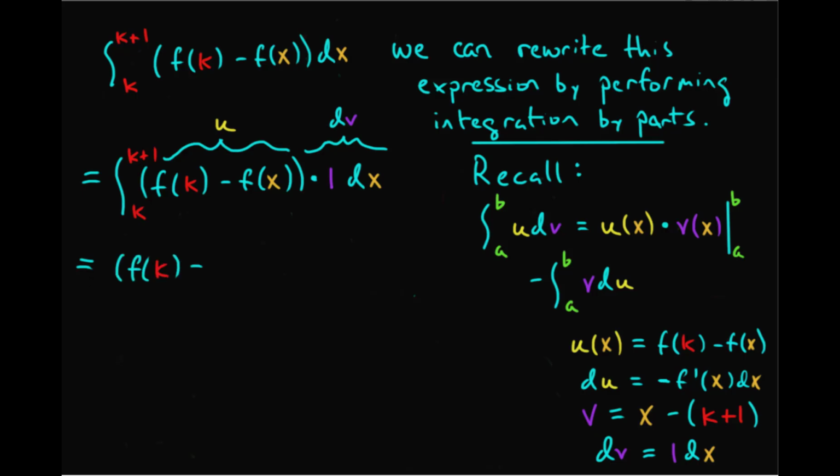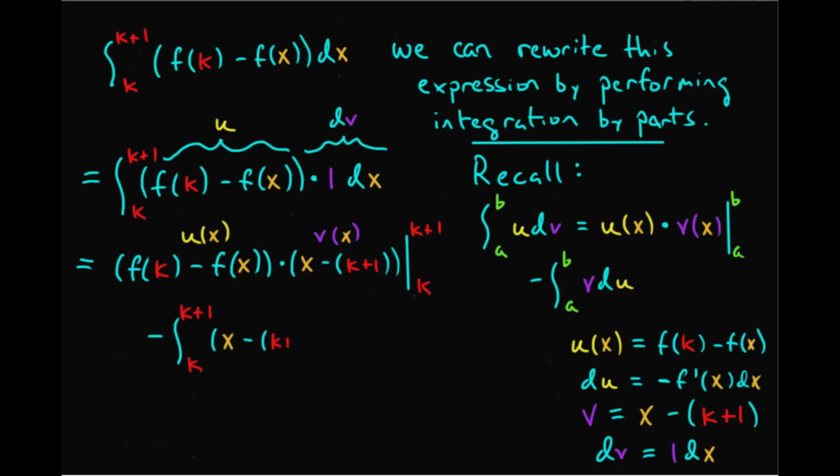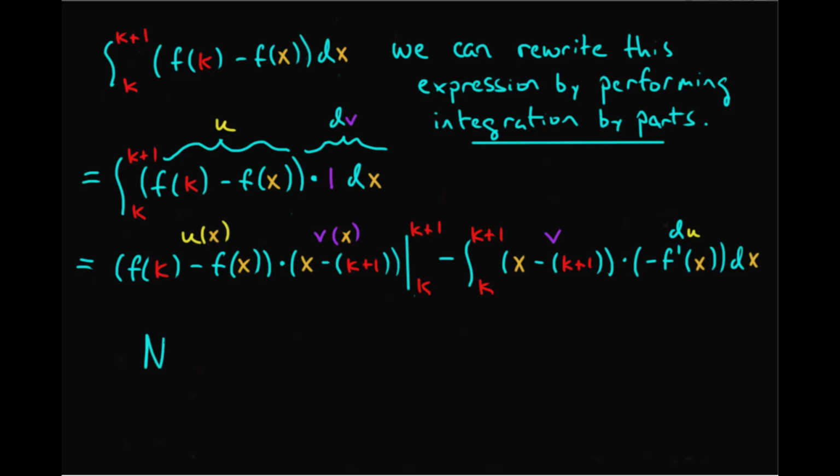So here we'll have u of x is the expression f of k minus f of x, and we'll put that there in parentheses, and that's multiplying v of x, which we have determined to be x minus what we set our constant to be, minus k plus 1 there, evaluated at the endpoints, evaluated from k to k plus 1, minus the integral, this is the v du integral, from k to k plus 1 of v, that's going to be, again, x minus the quantity k plus 1, close parenthesis, times du, which is, again, negative f prime of x dx. So now I'm going to erase some of that material on the right-hand side there so that I can get this expression all on one line.